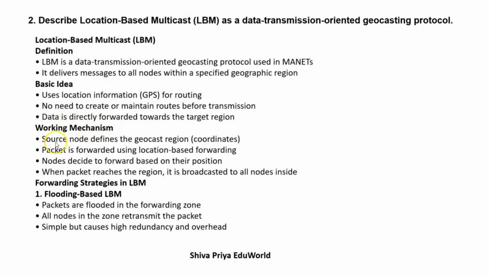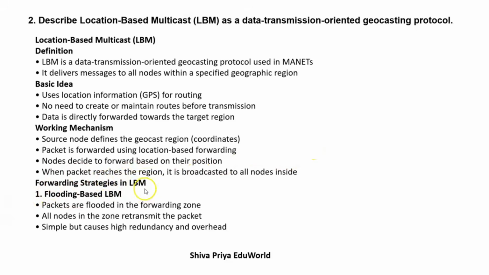Working mechanism: the source node defines the geocast region, and the packet is forwarded using location based forwarding, which means it works exactly how geocasting works. Nodes decide to forward based on their positions. When the packet reaches the region, it is broadcast to all nodes inside. Clear? In that region only.